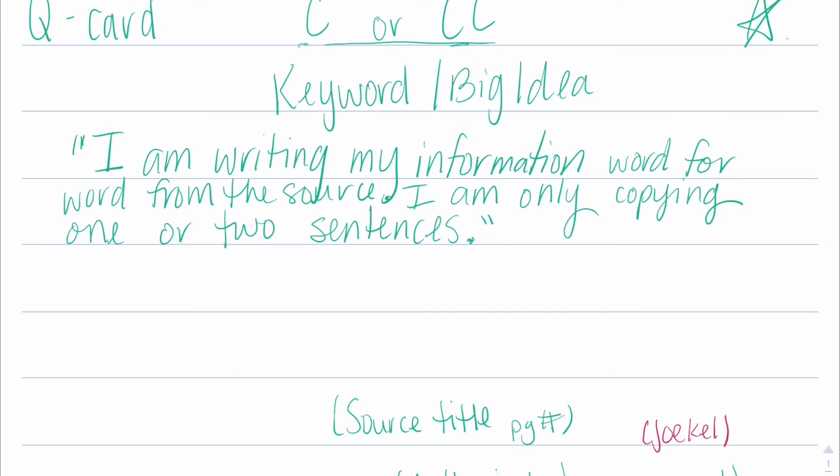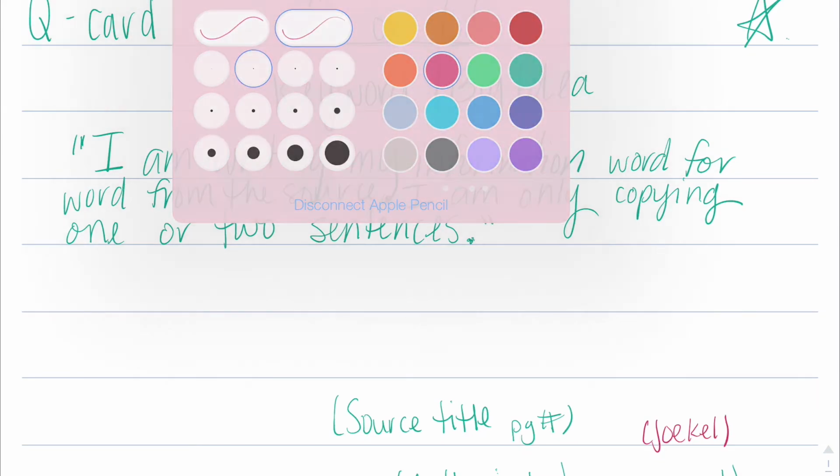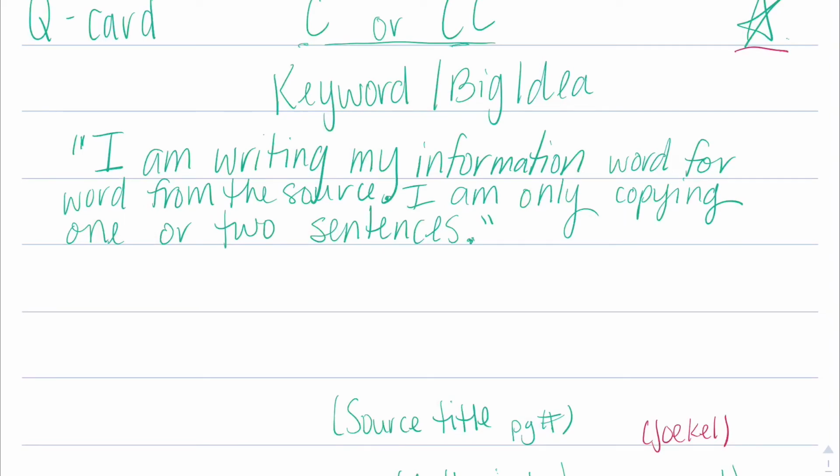Again, a quick recap. You need to make sure that your source is tagged in the top right-hand corner with the symbol that matches your S card. Make sure you label it a Q card so you know how many of those you have. And then finally, you need to make sure that if it supports your claim, you've written a C at the top, or if it supports your counterclaim, you need to write a CC. This will be very important when you are separating your cards and organizing them for your outline. You also need a big idea or a keyword at the top, again, to help you organize later on.